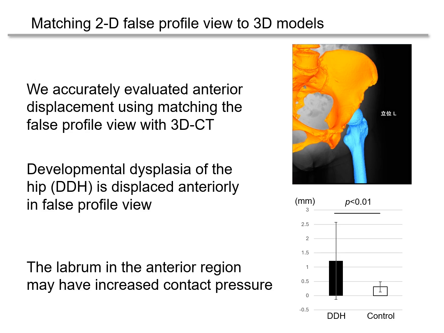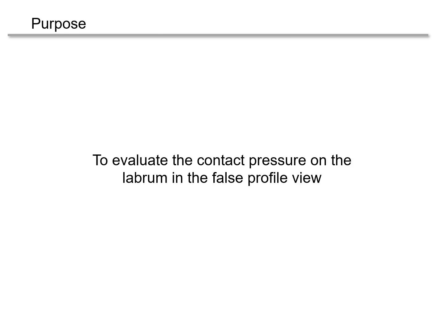Developmental dysplasia of the hip, DDH, is displaced anteriorly in the false profile view. The labrum in the anterior region may have increased contact pressure. The aim of this study was to evaluate contact pressure on the labrum in the false profile view.